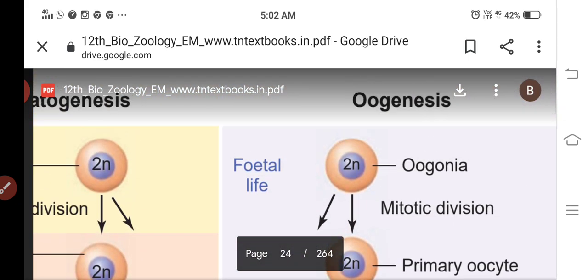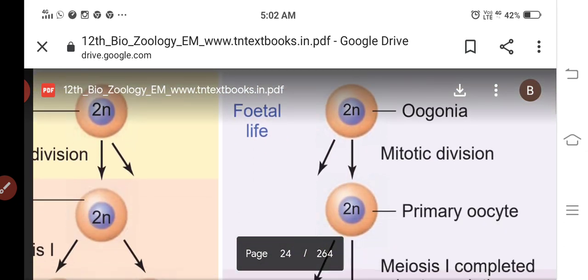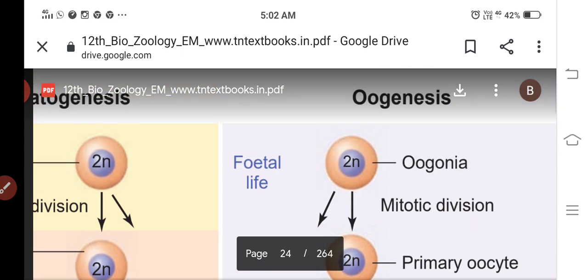So that is oogenesis. Oogonia is formed. Oogenesis means formation of female gametes. Formation of female gametes is called oogenesis. So ovum or egg are formed in the ovary.